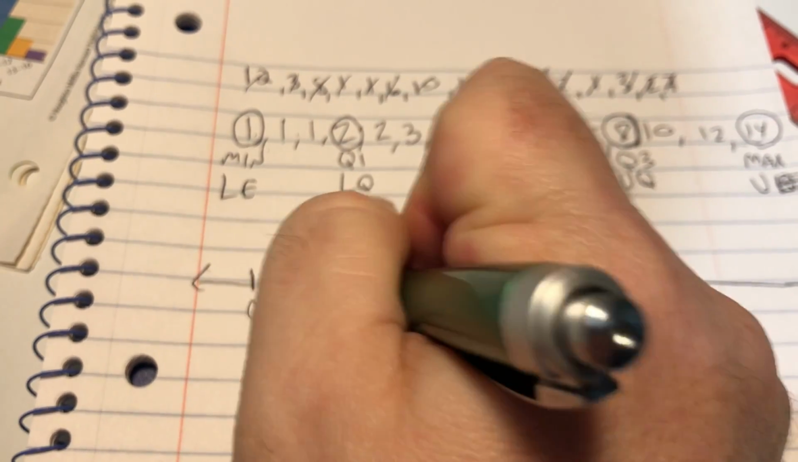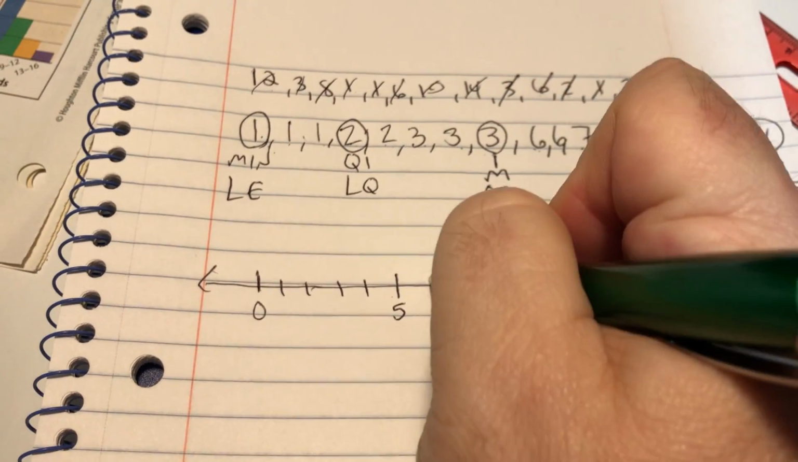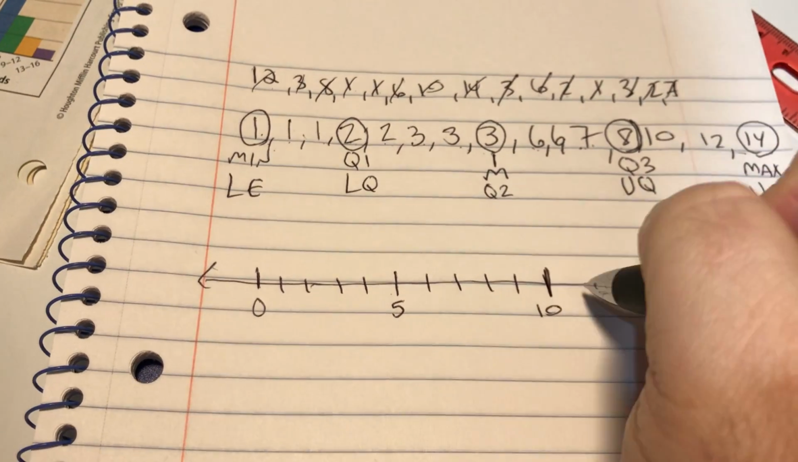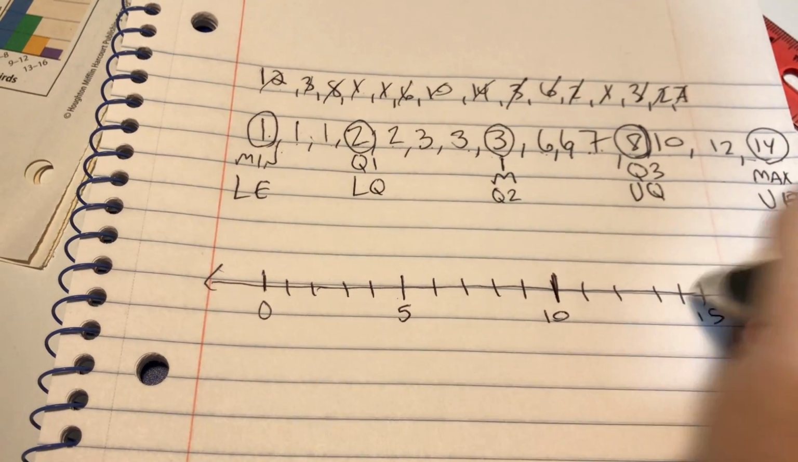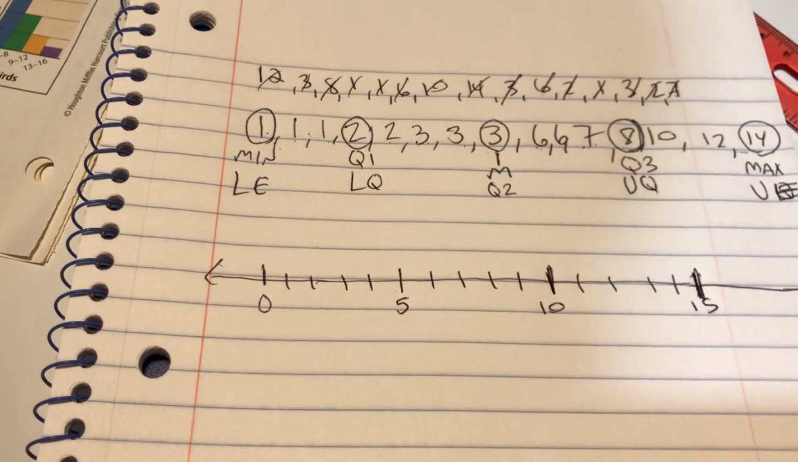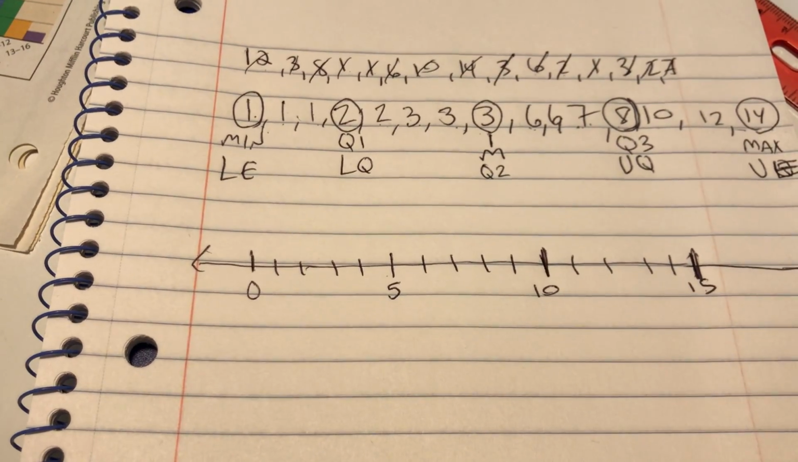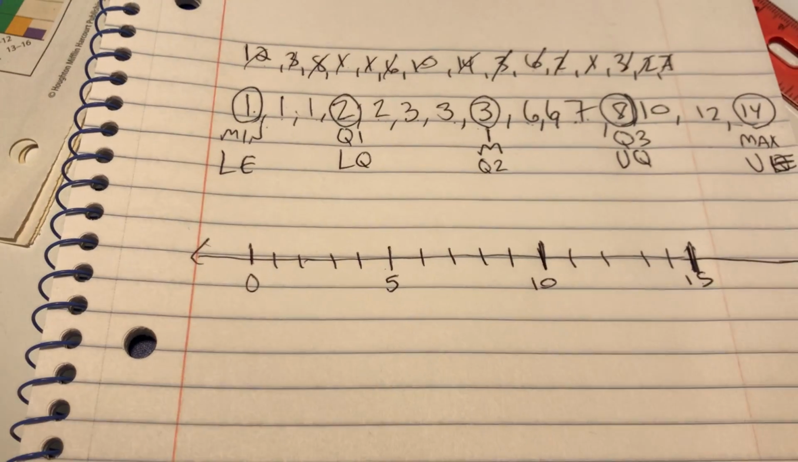So 1, 2, 3, 4. That's 5. 6, 7, 8, 9. That's 10. 11, 12, 13, 14. And that's 15. Now, above it or below it, it really doesn't matter, but most often you will see it above it. In real life, you will see it in both places.